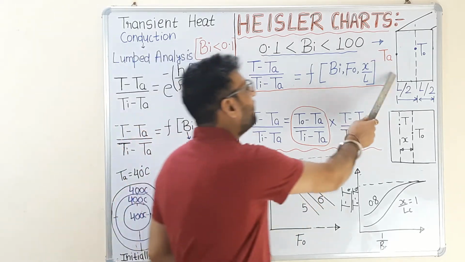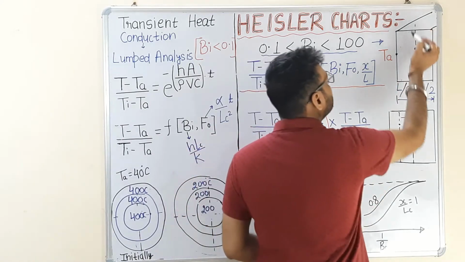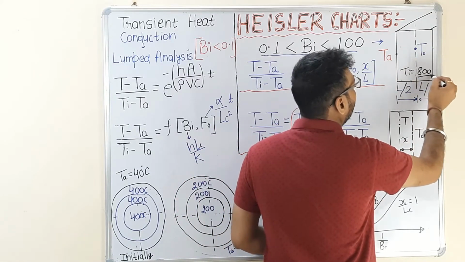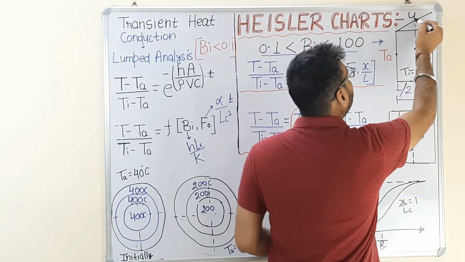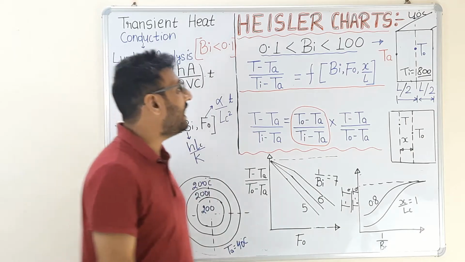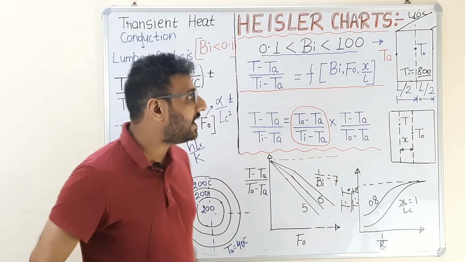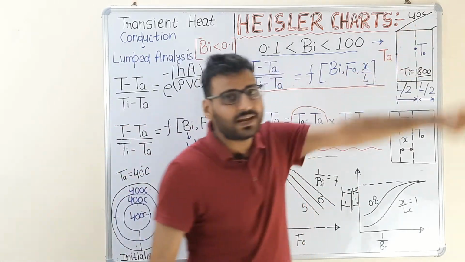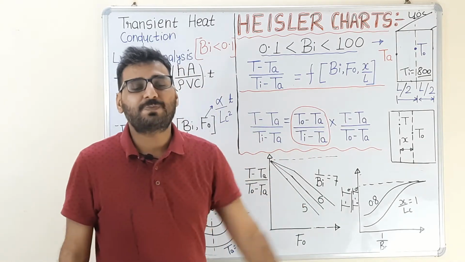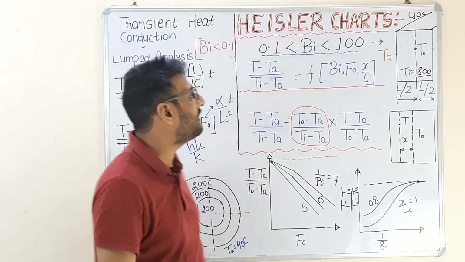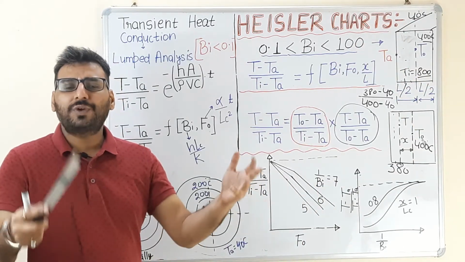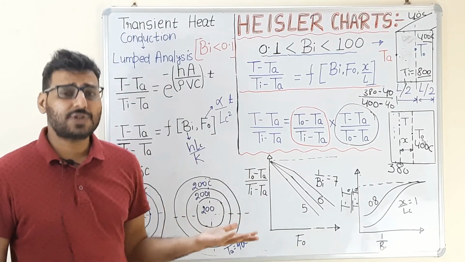Suppose the plate which is at 800 degrees centigrade is placed in air which is at 40 degrees centigrade. Now Ti here is 800 degrees centigrade, Ta is 40 degrees centigrade. The temperature of the plate is varying with respect to time because there is heat transfer between the plate and the environment. So now we are going to discuss what are Hassler charts.